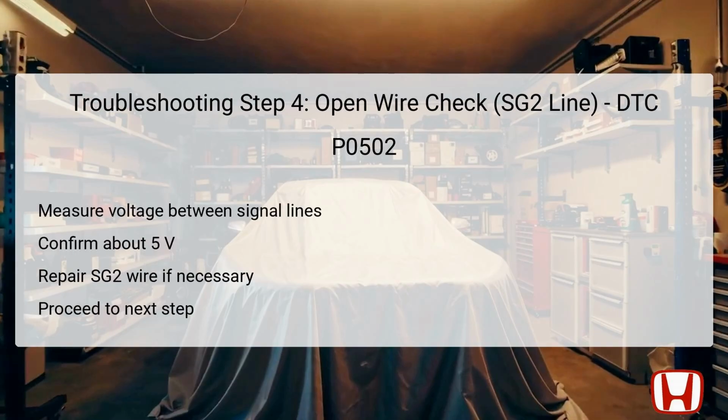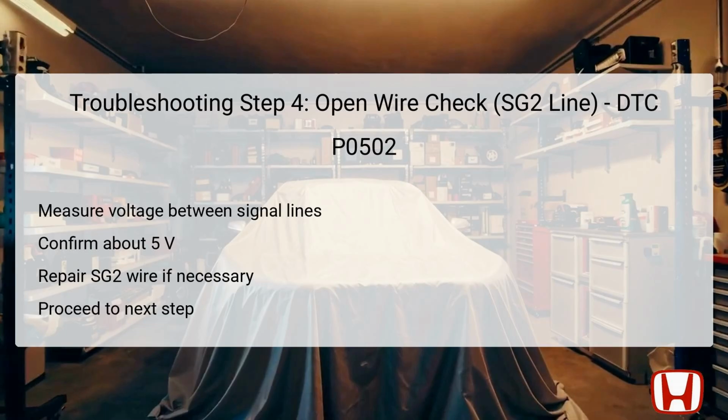The fourth step is to perform an open wire check on the SG2 line. Begin by measuring the voltage between the test points, both of which are on the CVT Speed Sensor 3P connector. Ensure that the connector is still disconnected during this measurement, as this will yield accurate results. The test points in question are CVT Speed Sensor 3P number 1, yellow-blue, and number 2, green-yellow.